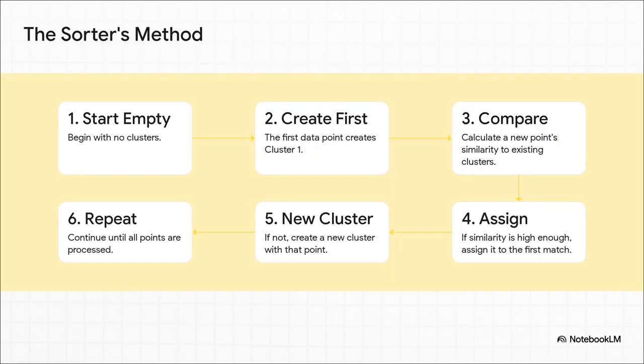And the method is just incredibly fast. You start with absolutely nothing. The first item comes in, it creates cluster 1. The next item arrives, check it against cluster 1. Is it close enough? Great, it's in. Not close enough? It instantly starts cluster 2. It is a one-and-done decision for every single item that comes down the line.